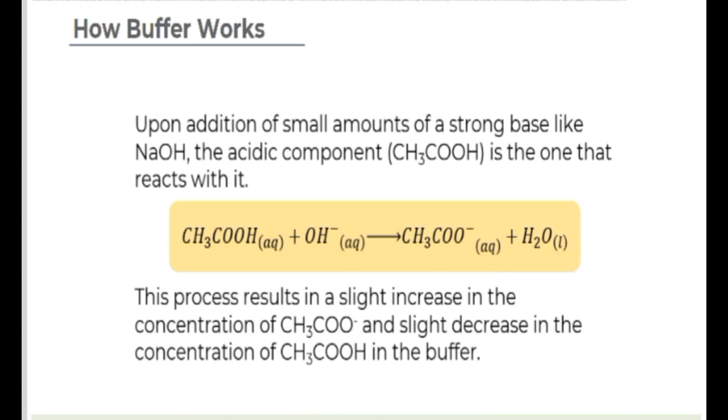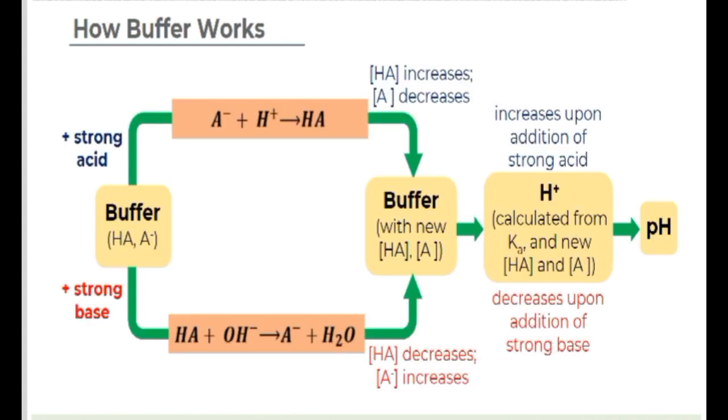Upon addition of small amounts of a strong base like sodium hydroxide, the acidic component, acetic acid, is the one that reacts with it. Acetic acid gives off its proton to hydroxide ion from sodium hydroxide to produce acetate ion and water. This process results in a slight increase in the concentration of acetate ion and slight decrease in the concentration of acetic acid in the buffer.